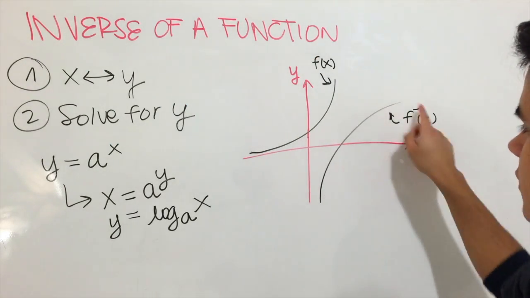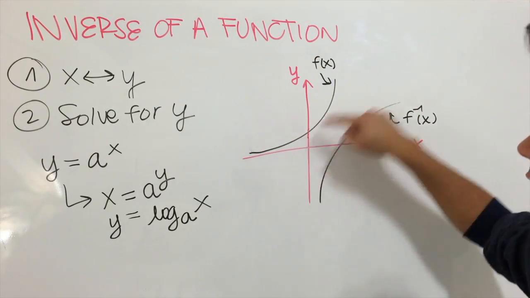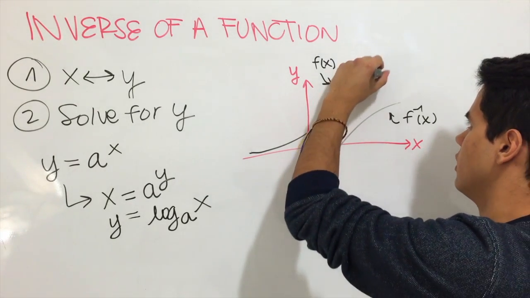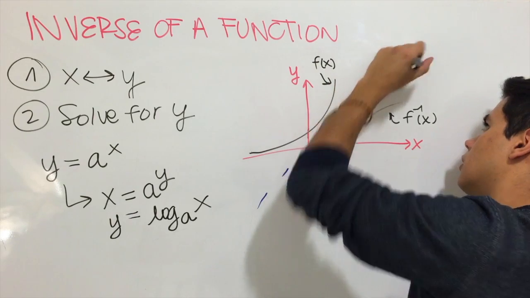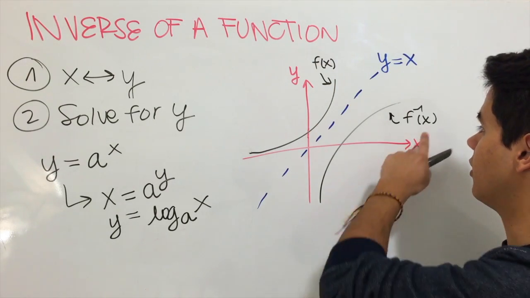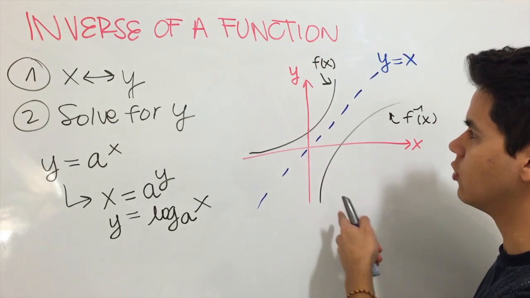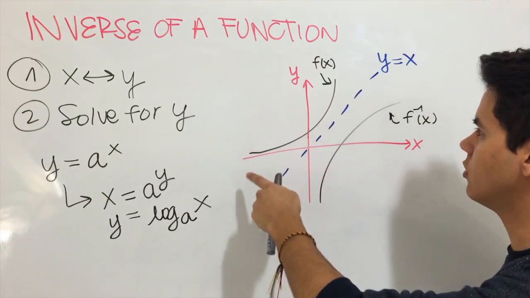Now let's see if this function is actually the mirror image of this one with respect to this axis. So it is clear that the inverse function is actually the mirror image of the actual function with respect to these axes.